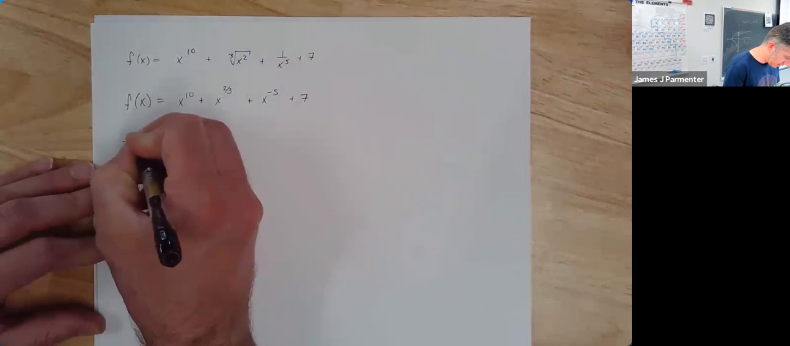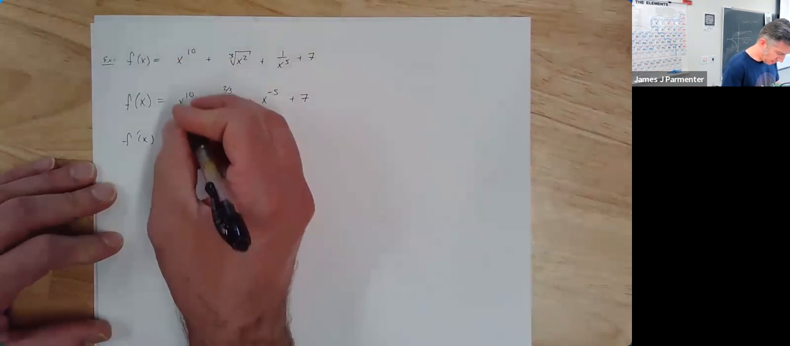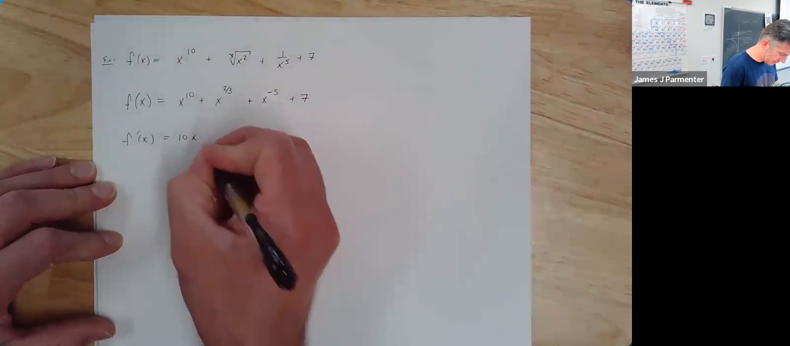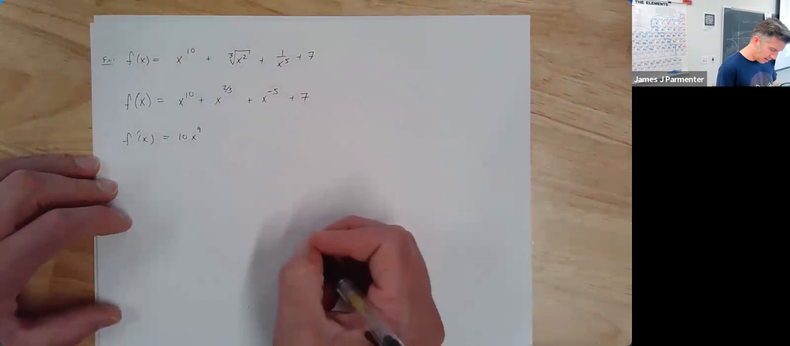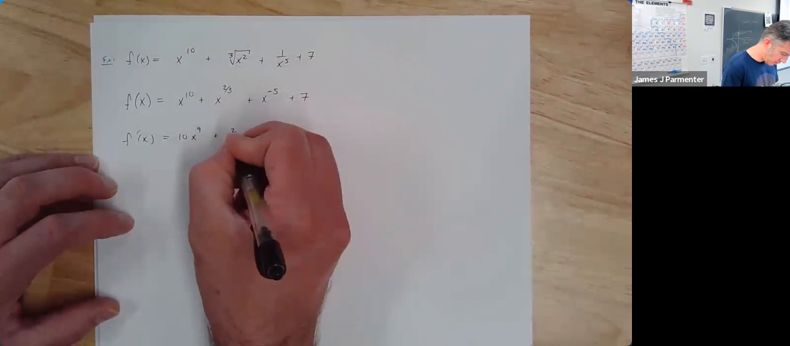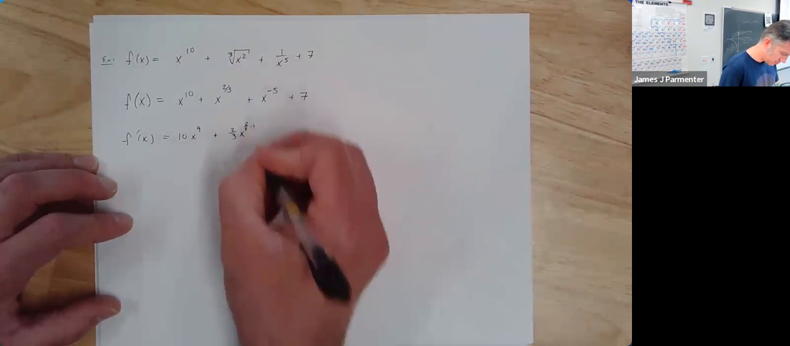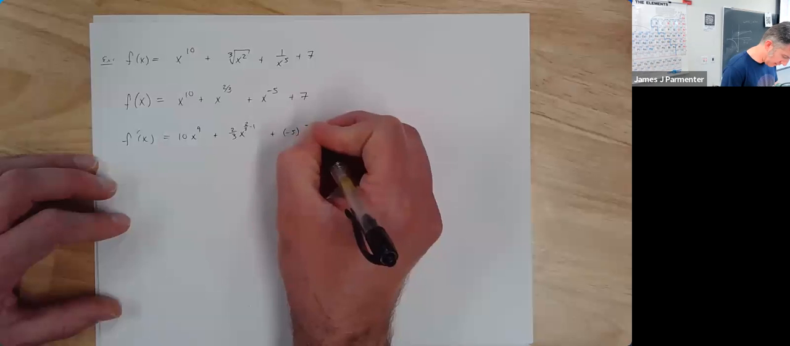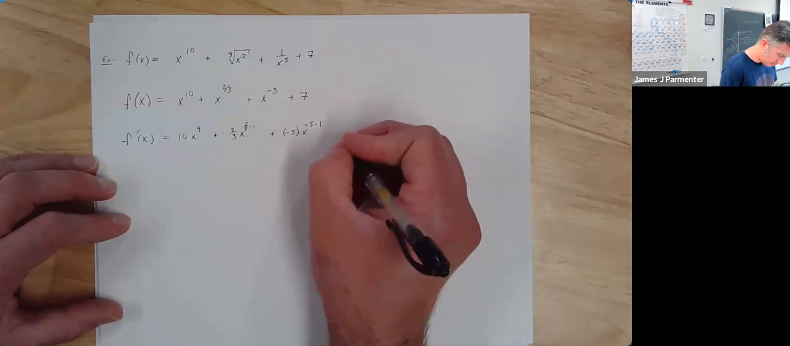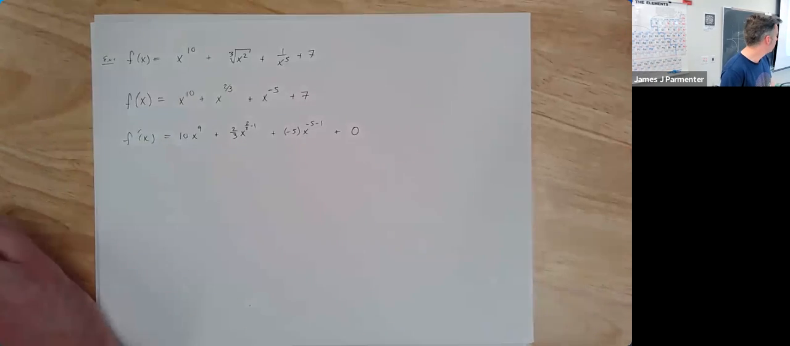So my derivative here is going to be: x to the 10th is going to be 10 times x to the 10 minus 1, or you can just write 9. And then you're going to get 2/3 times x to the 2/3 minus 1, plus -5 times x to the -5 minus 1, plus the derivative of a constant is 0.